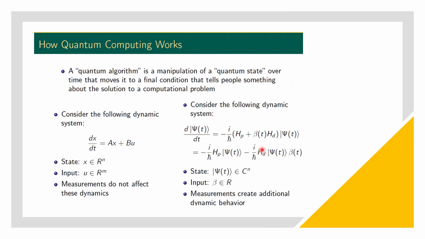Besides that, this term is an operator times the state times the input. The state here will actually be in the set of complex numbers, so our input here can be a real number. And the really weird thing is the way that measurements impact quantum system dynamics. They create additional dynamic behavior.